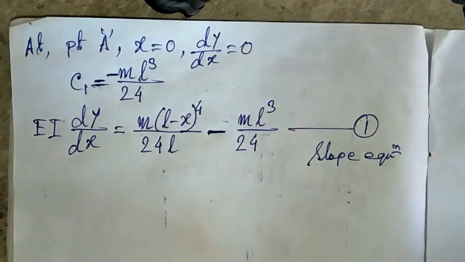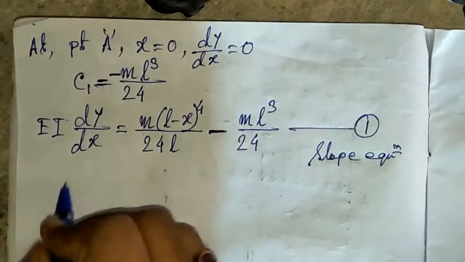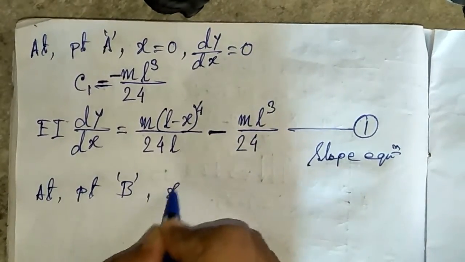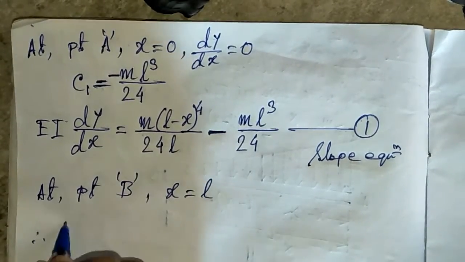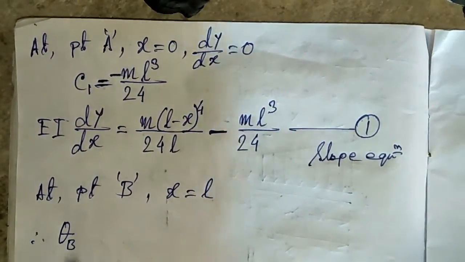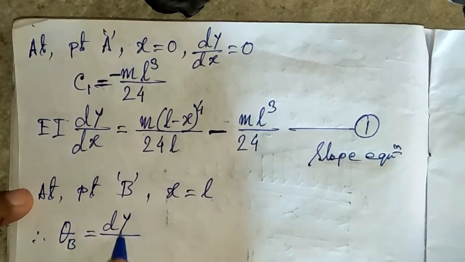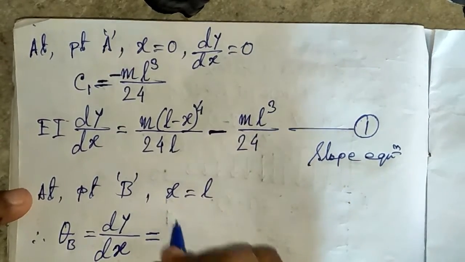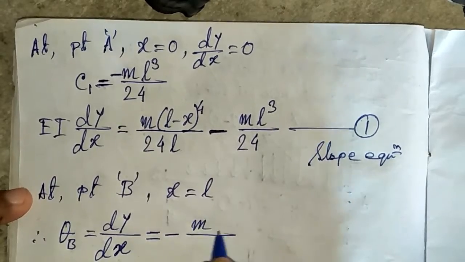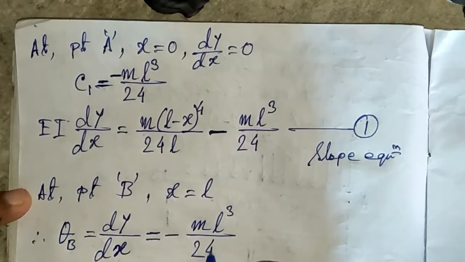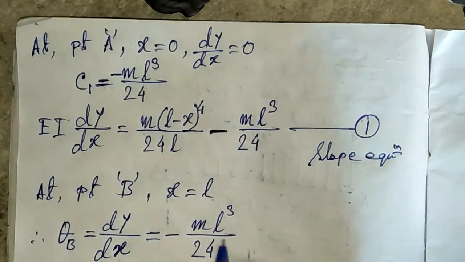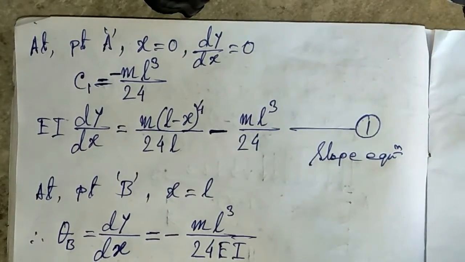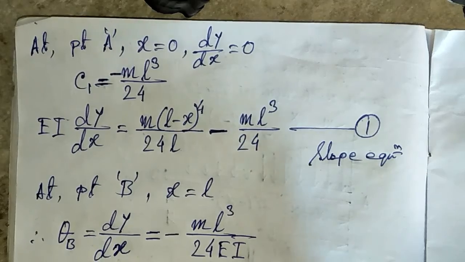Now again at point B, the value of x is L. Therefore theta B equals dy/dx, which equals minus ML cubed by 24 EI. This is the expression of slope at point B.